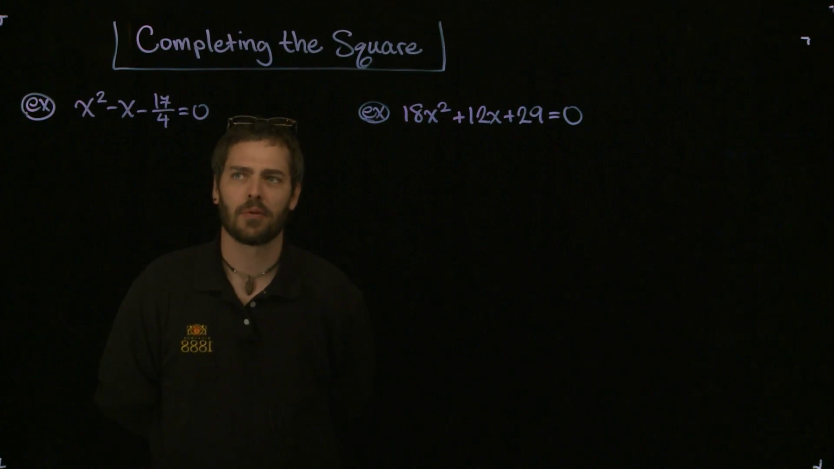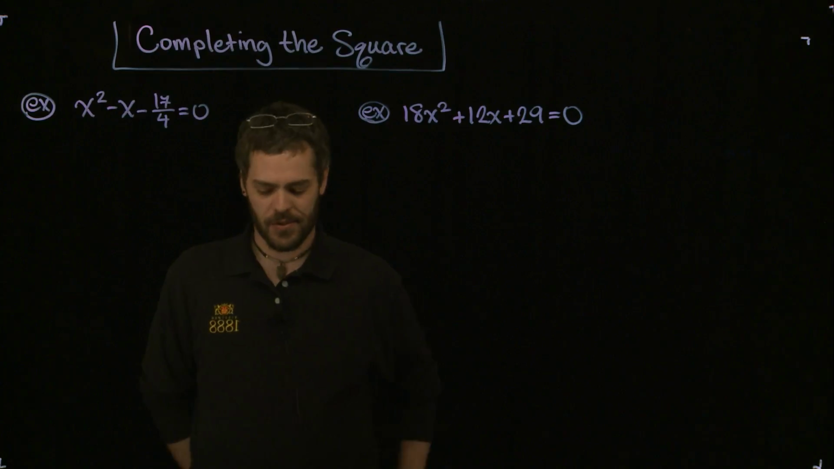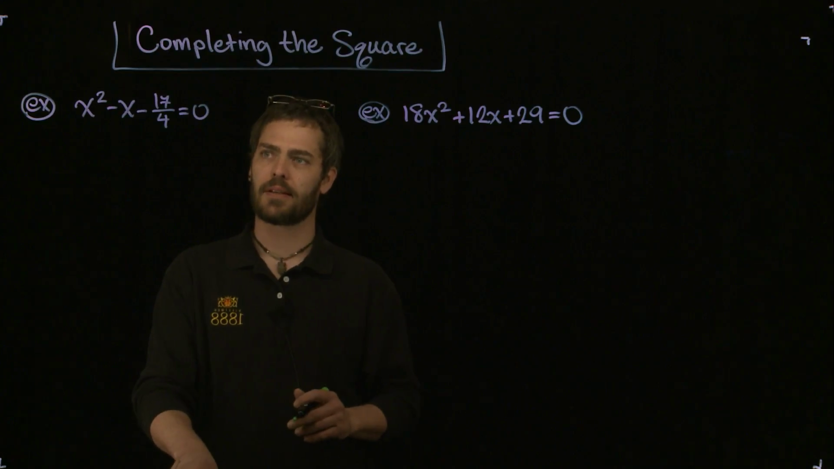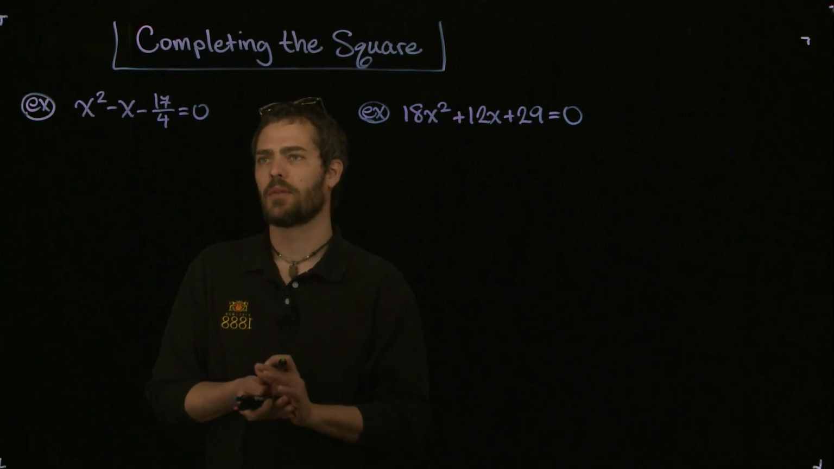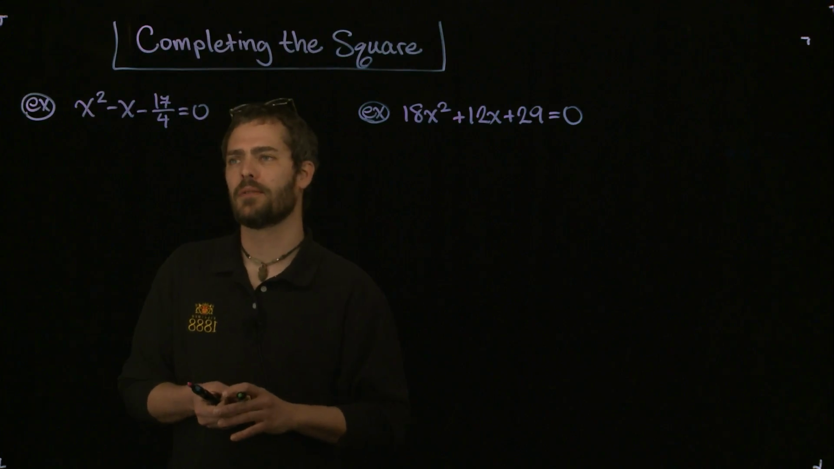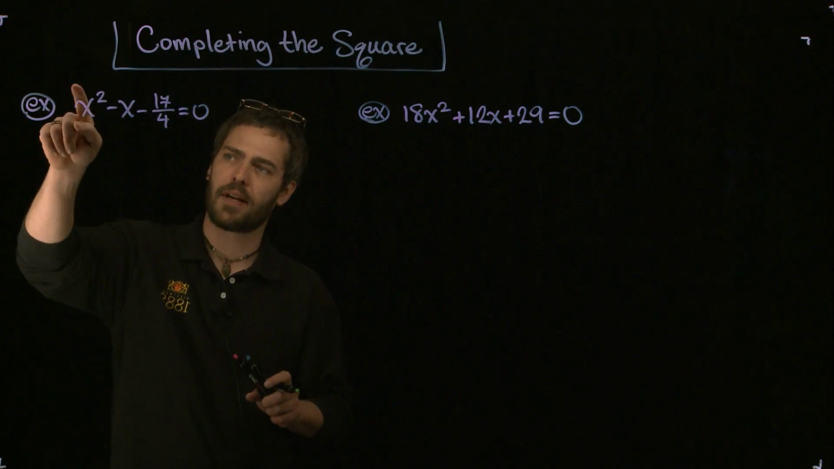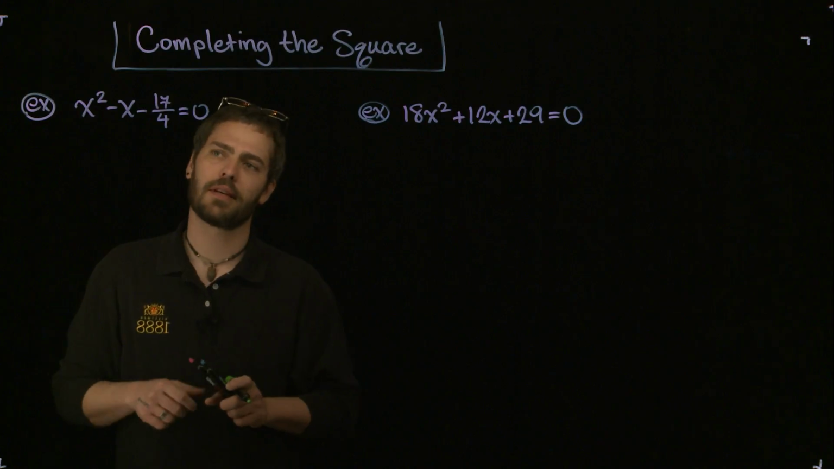Here are a couple more examples of completing the square. So let me start with the example here on the left. Remember, with completing the square, the first thing we're going to do is make sure that the coefficient of x squared is 1, and in this case it already is.